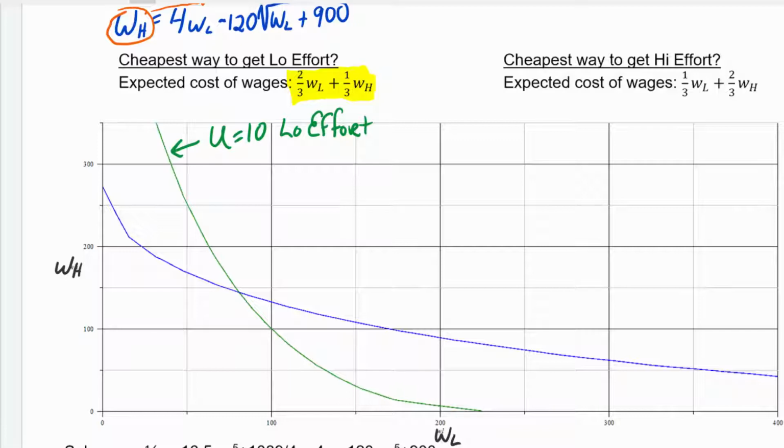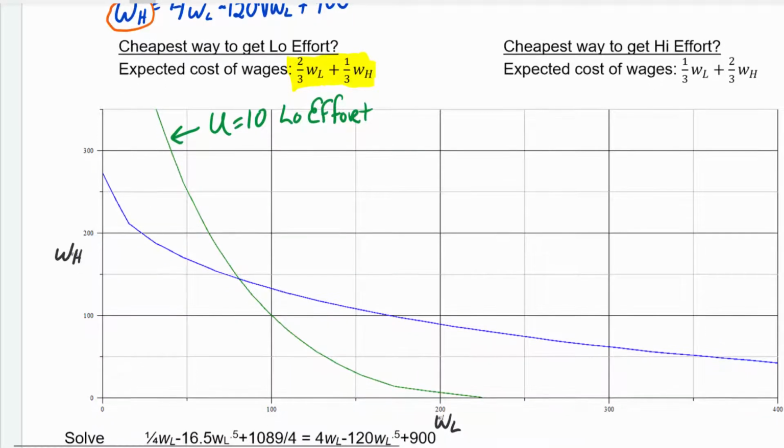For example, one easy point to see on here would be, what if the high wage we offered was 0? Well, we could offer $225 down here for the low wage, and that would provide an expected utility of 10. But here's that point that we solved for, paying $100 in each case. Of course, that's another way that would provide an expected utility of 10.